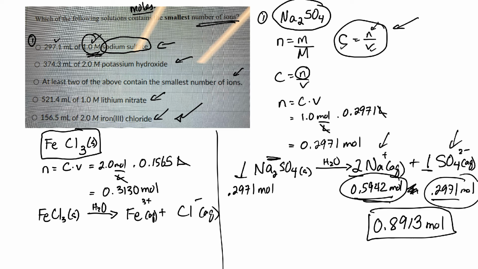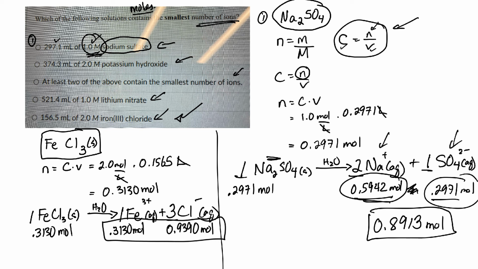Balancing, there's 3 chlorines on the left, so I need to put a 3 there with the chlorine. So if I have 1 mole of iron 3 chloride, I get 1 mole of iron ions and 3 moles of chloride ions. So if I have 0.3130 moles of this stuff, I'm going to have the same amount of moles of the iron ions, and I'm going to have triple that of chloride ions. So what's that times 3? This will be 0.9390 moles.